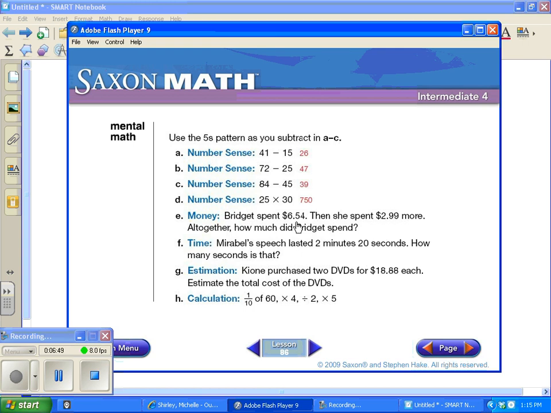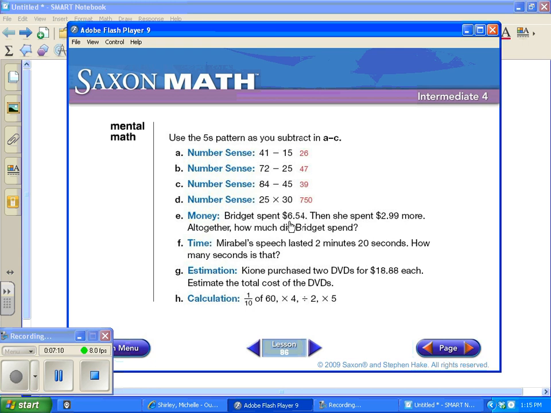Bridget spent $6.54. Then she spent $2.99 more. Altogether, how much did Bridget spend? So we're going to round this $2.99 on up to $3. She didn't really spend 3. She was a penny away from that, but we're going to pretend that.